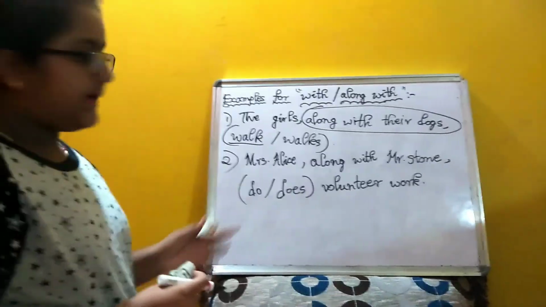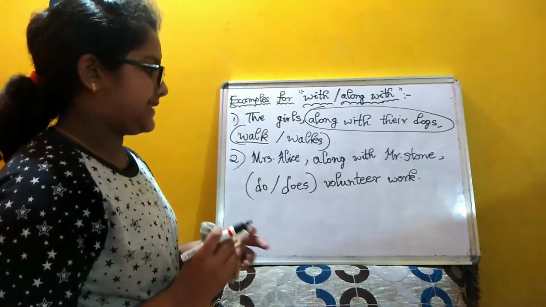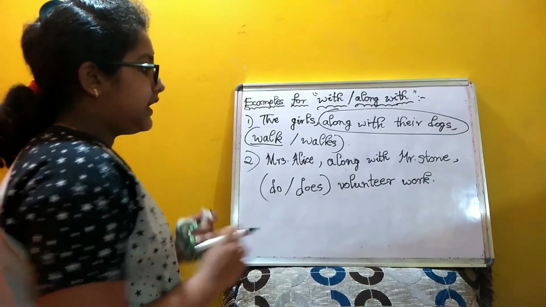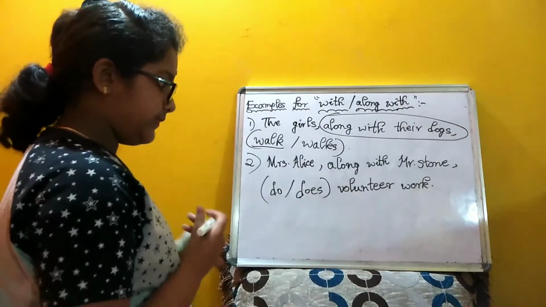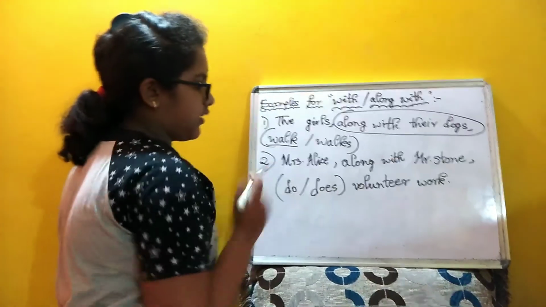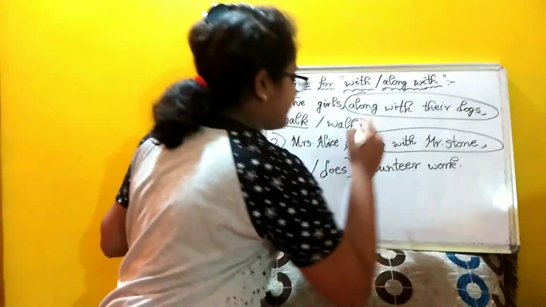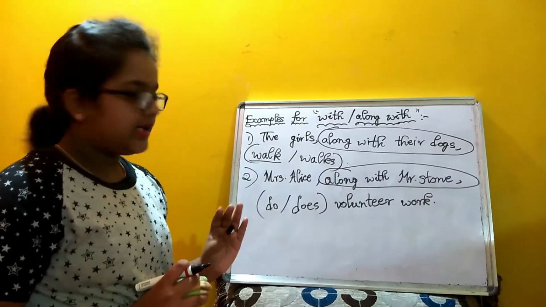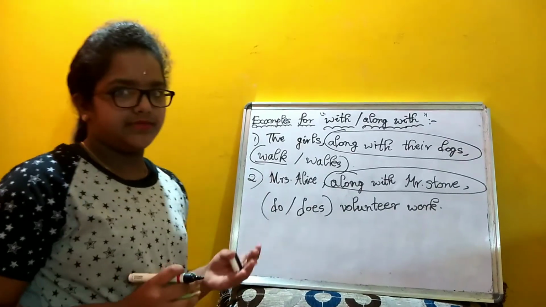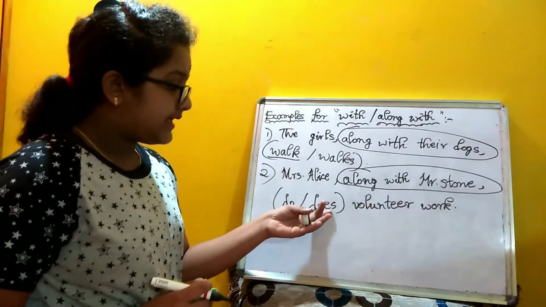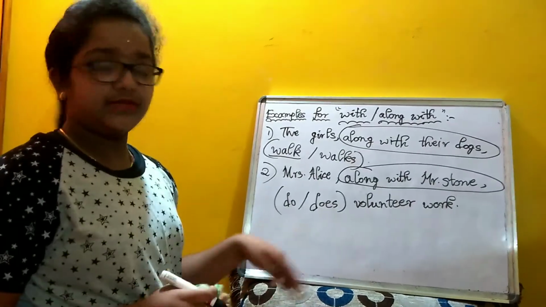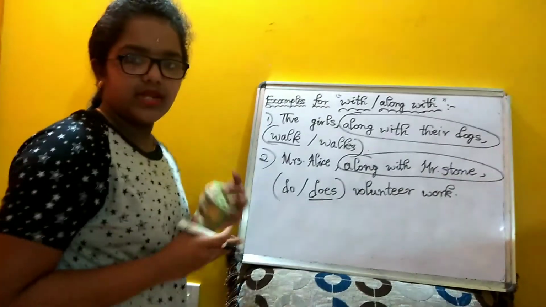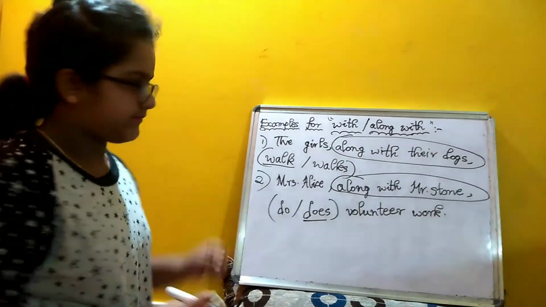Coming to the second one: Mrs. Alice along with Mr. Stone dash volunteer work, do or does? Here, along with Mr. Stone is between two commas and starts with along with. So let's keep the phrase aside. Mrs. Alice is singular and in third person because it's a name. Therefore, we add es to do, which is the verb. So the answer is: does volunteer work. Let's go to the next one.